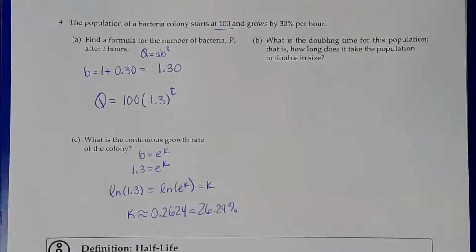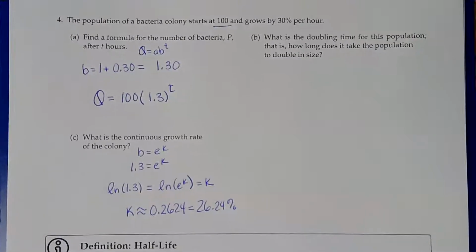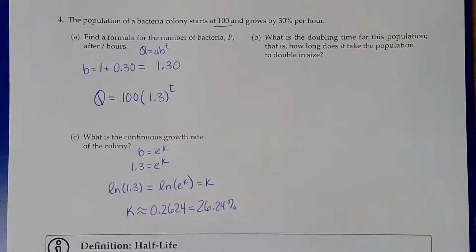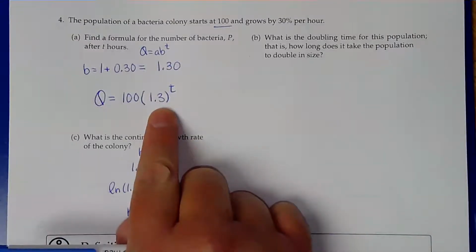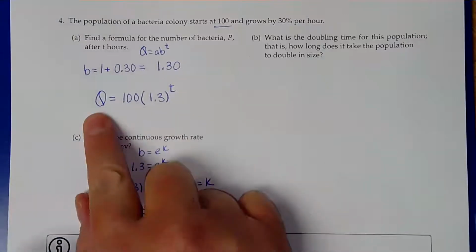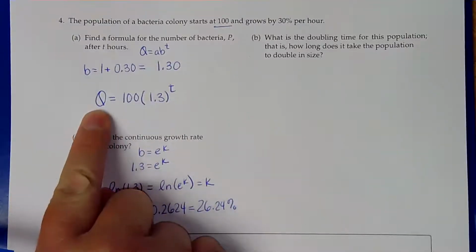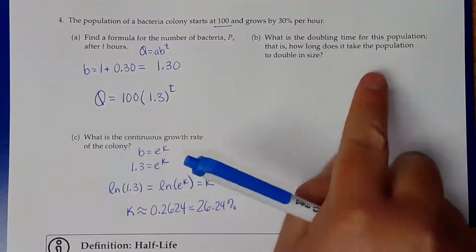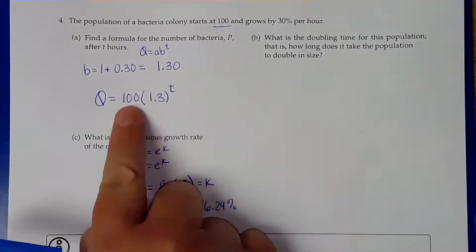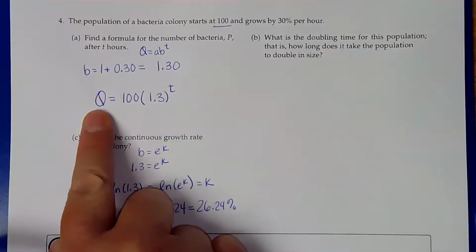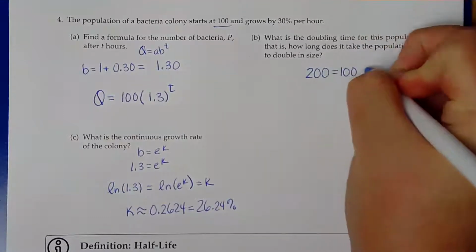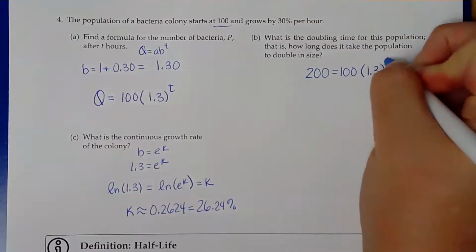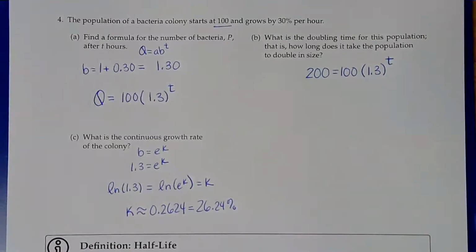Right, and then let's take a look at B. So it says, what is the doubling time for the population? That is, how long does it take for it to double in size? So that means we're going to need to solve for T in this equation if we're looking for how long it takes. And that means we need to fill in something for Q so we can solve for T. If we're looking for the time it takes to double in size, and it starts at 100, the doubled size would be 200. So we're looking to solve 200 is equal to 100 times 1.3 to the T. And we solved these before graphically, but now we're going to solve them using logs here.